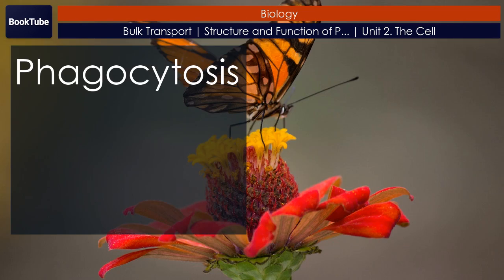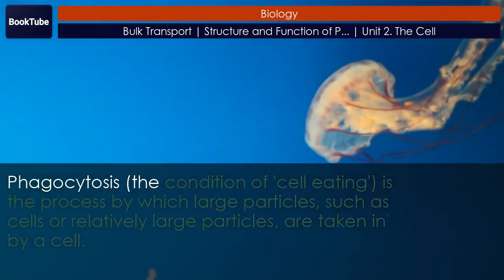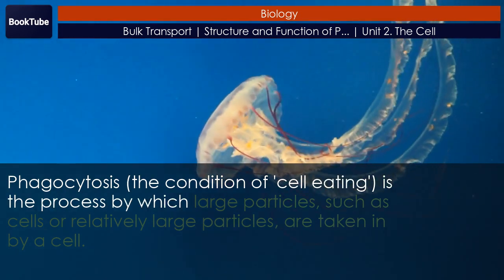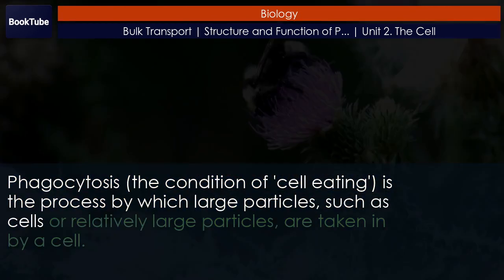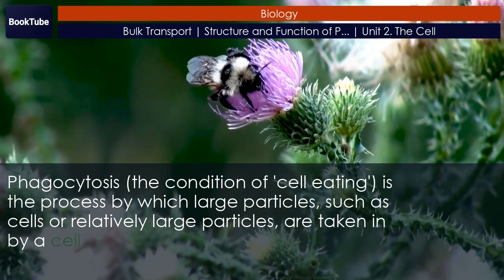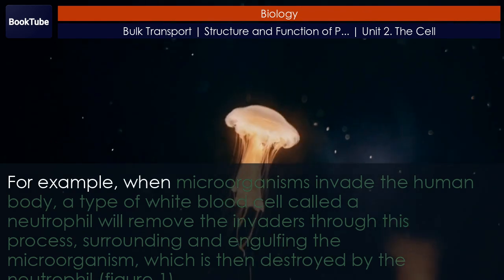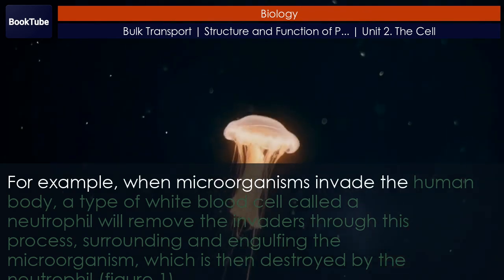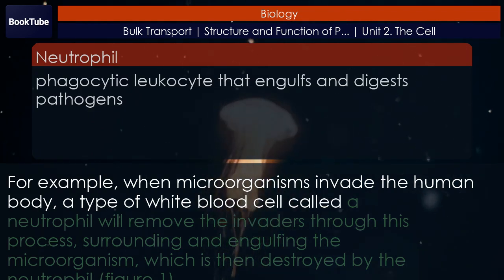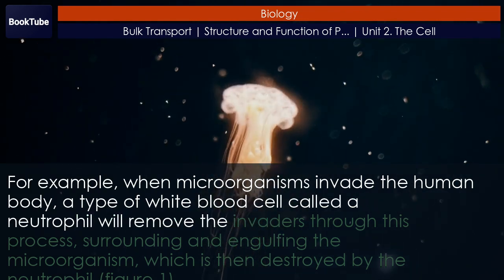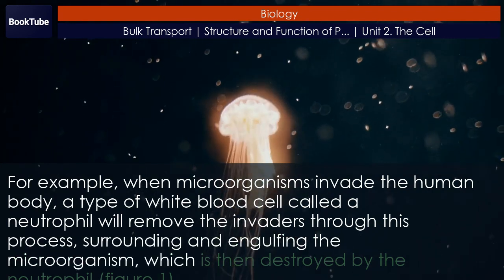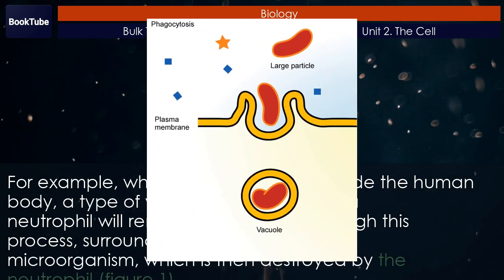Phagocytosis. Phagocytosis, the condition of cell-eating, is the process by which large particles, such as cells or relatively large particles, are taken in by a cell. For example, when microorganisms invade the human body, a type of white blood cell called a neutrophil will remove the invaders through this process, surrounding and engulfing the microorganism, which is then destroyed by the neutrophil.